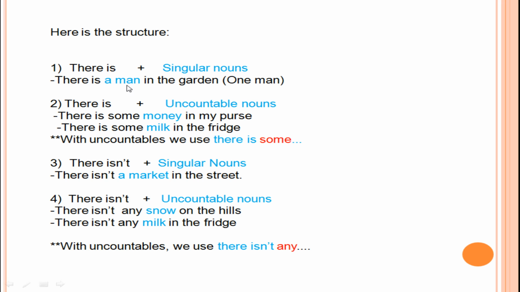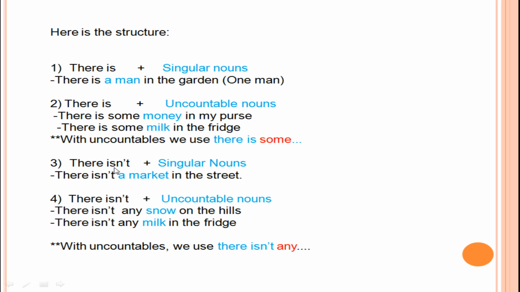There is a man in the garden. One man. And we use there is with uncountable nouns. There is some money in my purse. There is some milk in the fridge. Note that with uncountables we use there is some.